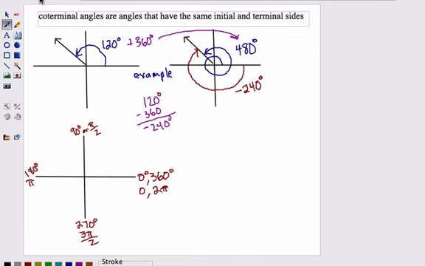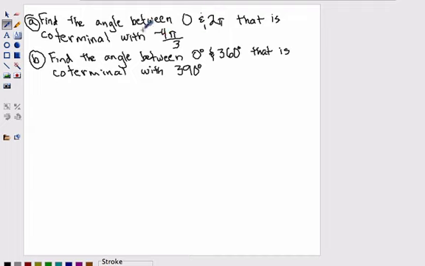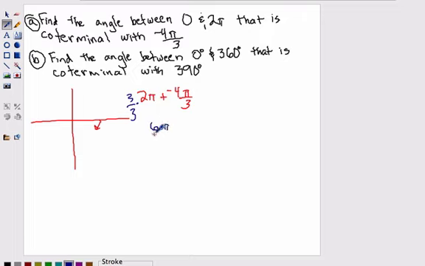Okay, let's look at another example. Find the angle between 0 and 2 pi that is coterminal with a negative 4 pi over 3. So we're going in the negative direction, so remember I'm going to add 2 pi to that. I'm going to multiply that by 3 over 3, just like I did before. If that was a 6, I'd multiply it by 6 over 6. So that gives me 6 pi over 3 plus a negative 4 pi over 3, which gives me 2 pi over 3.